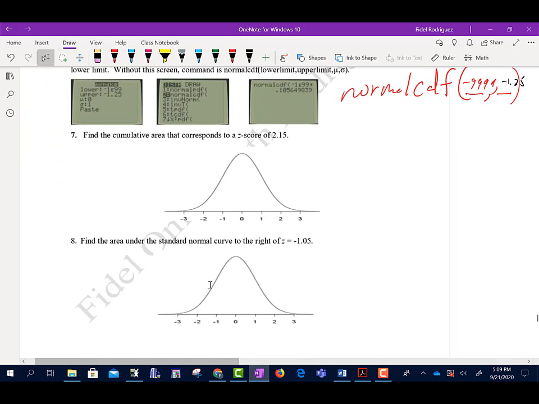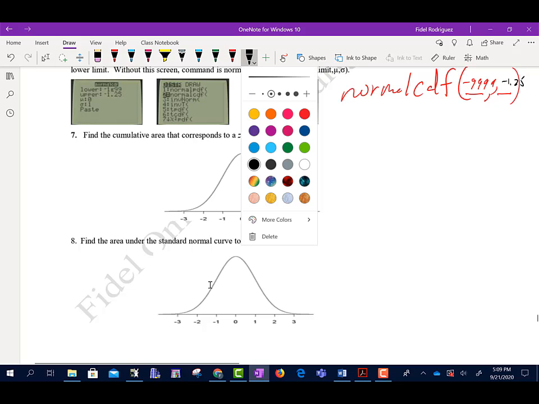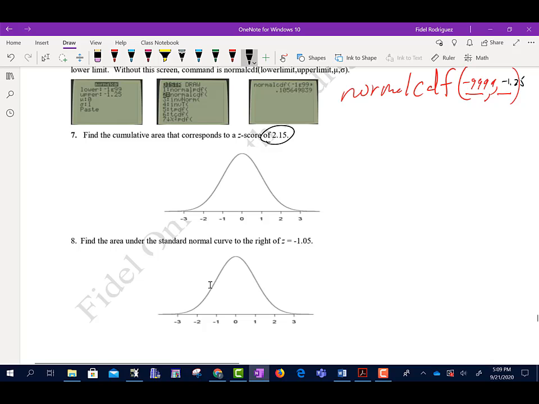It says, find the cumulative area that corresponds to a z-score of 2.15. So look, it's a positive 2.15, so it's going to be right about here. I want you to think about this area. I'm already looking at more than half of that curve, so I know my area is going to be more than 0.5. And it's almost the whole thing, right?